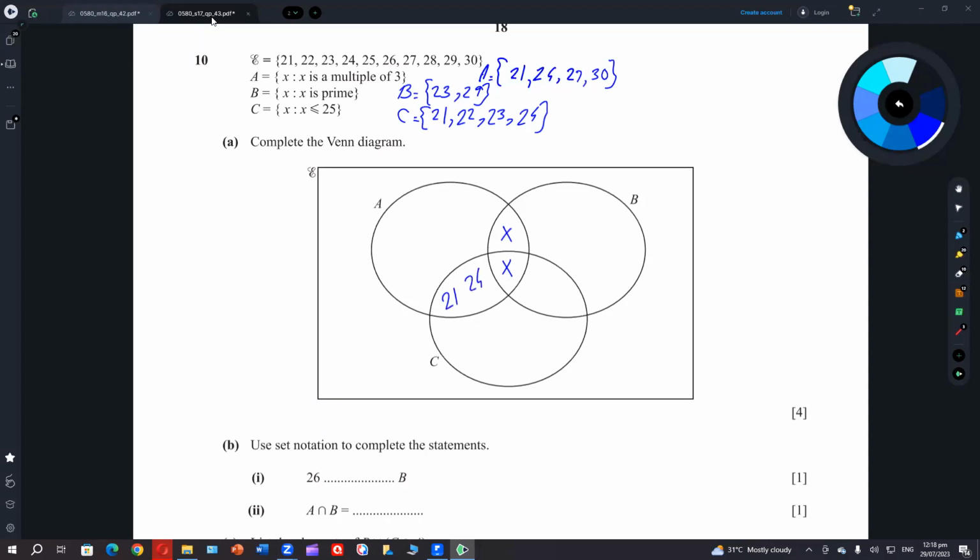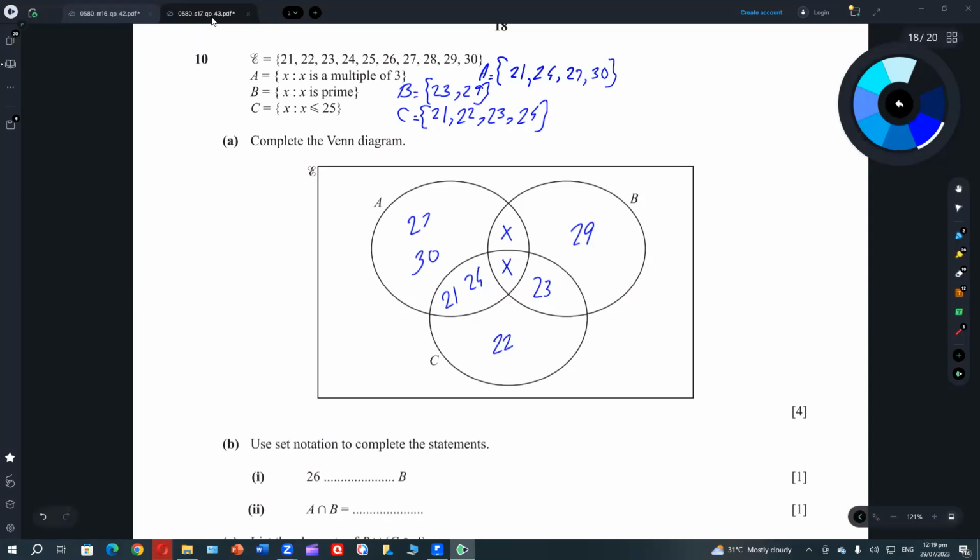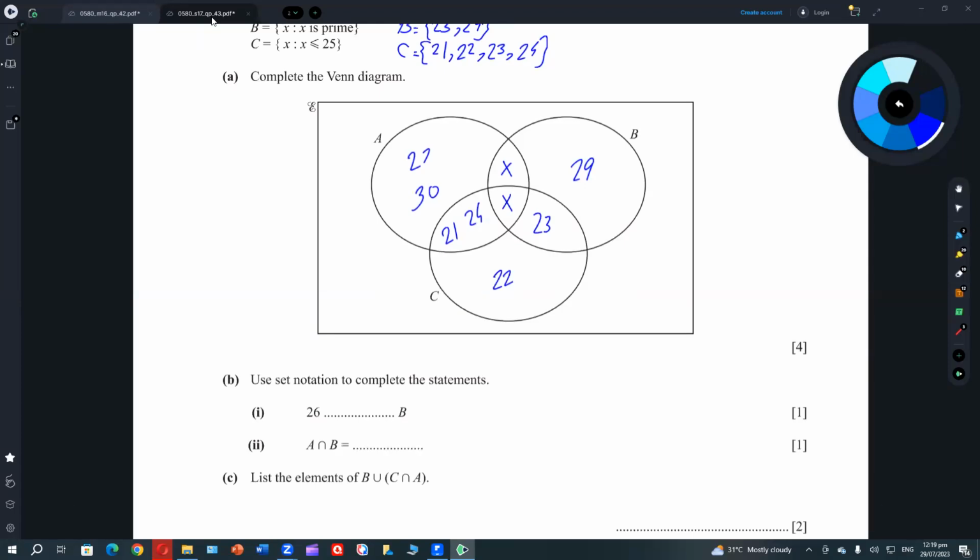Good. Anything common between B and C? 23. Very good. Now what is left behind in A? 21, 24 gone, 27, 30. Okay. And what is left behind in B? 29. Left behind in C? 22. 24, oh 24 no, 23 is used. So have you updated the diagram in your book?